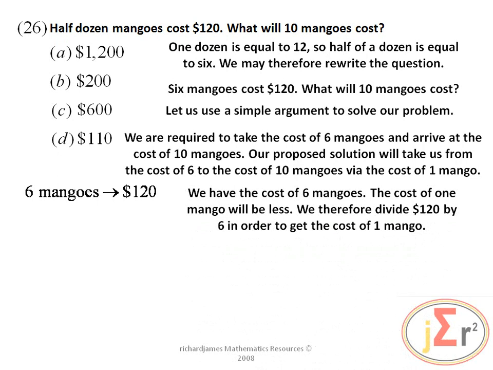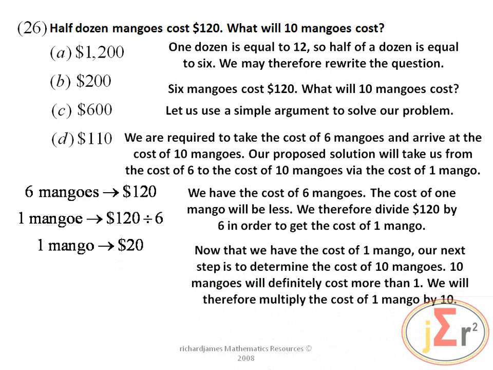So we have the cost of 6 mangoes. The cost of 1 mango will be less. We therefore divide $120 by 6 in order to get the cost of 1 mango. So let us do that. So the cost of 1 mango is $20.